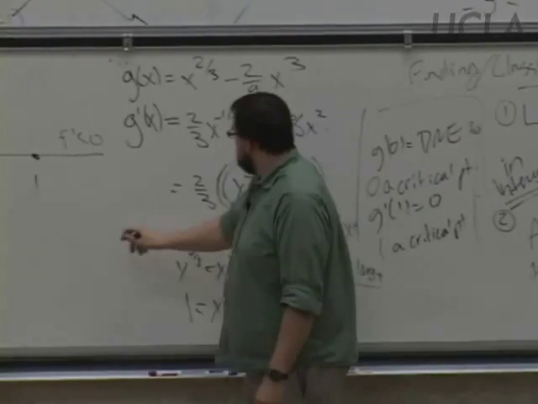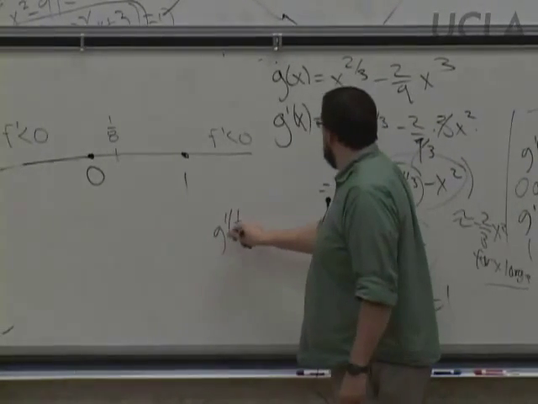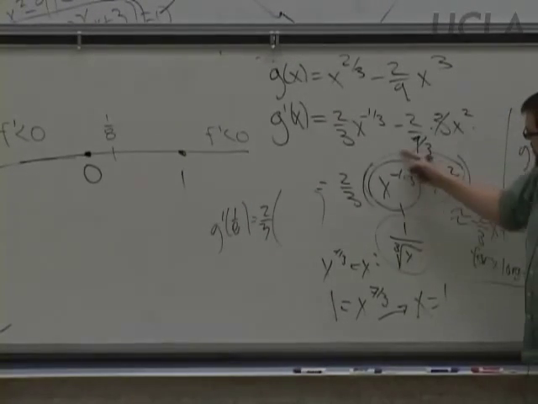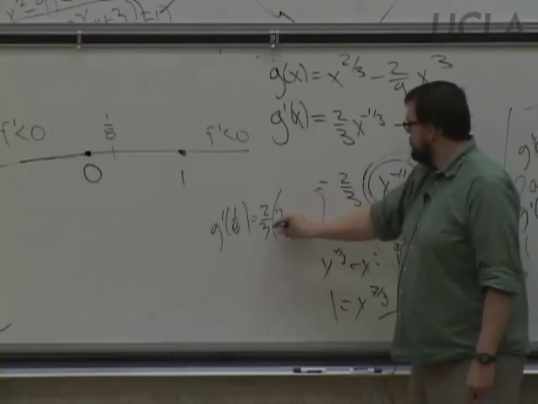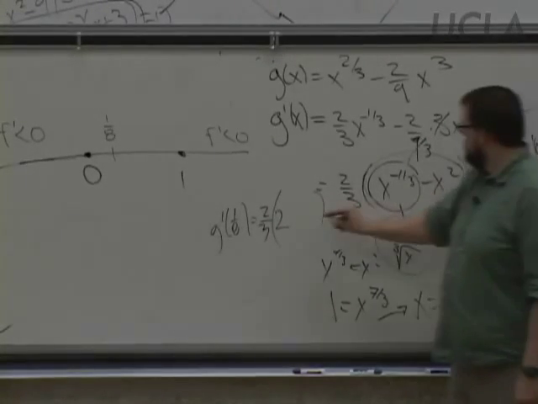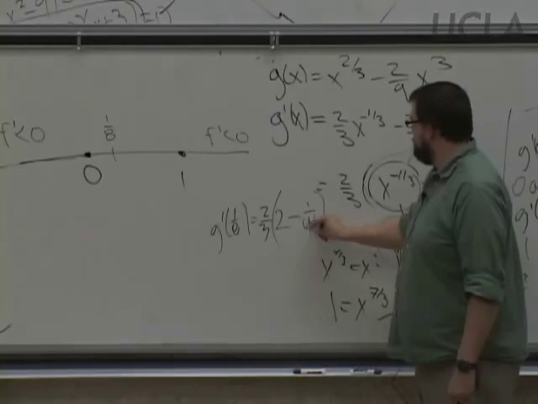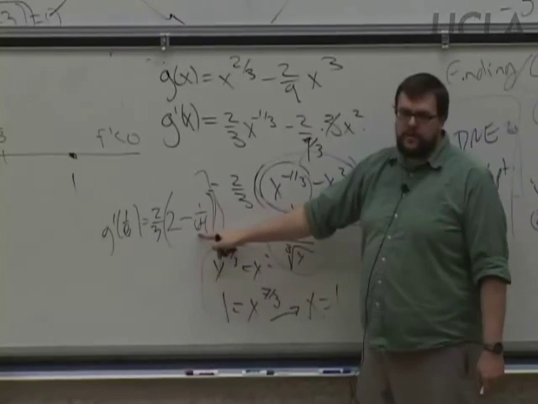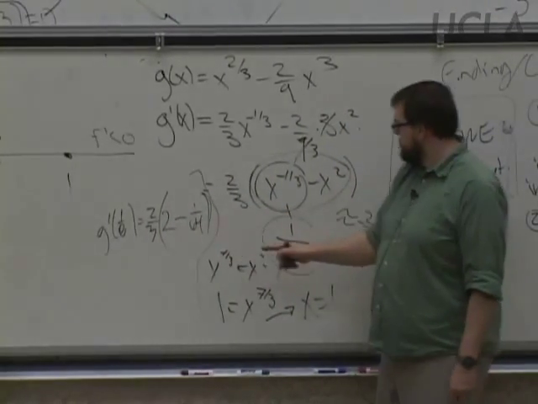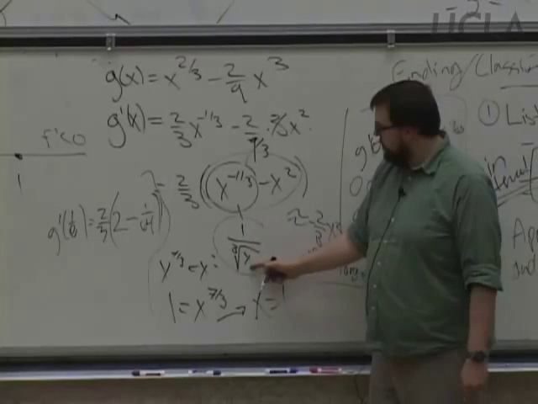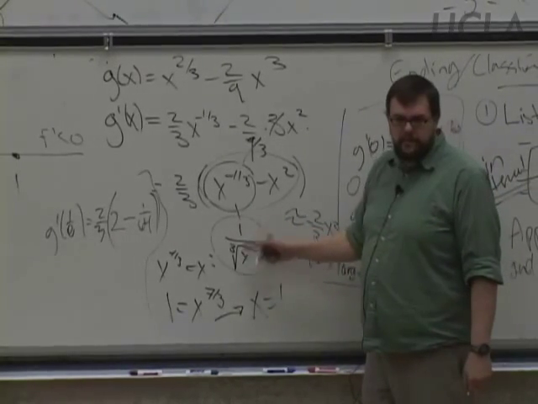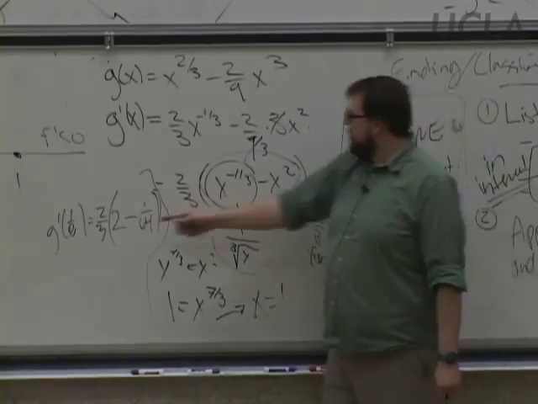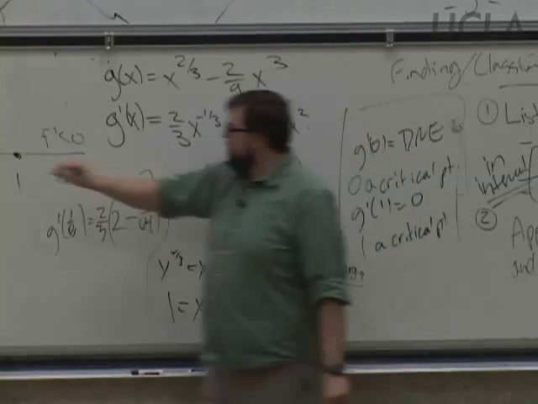All right, so when I plug in an eighth, g prime of an eighth, well, we get the 2/3 times this x to the negative 1/3 will become 2. And then minus 1/8 squared, which is 1/64. Okay, so that's g prime of an eighth. 2/3 times 2 minus 1/64. Well, I started with 1 over cube root of x. So cube root of an eighth is a half, so 1/2 becomes 2 again. Okay, so 2 minus 1/64. Is this positive or negative? Positive. Okay.